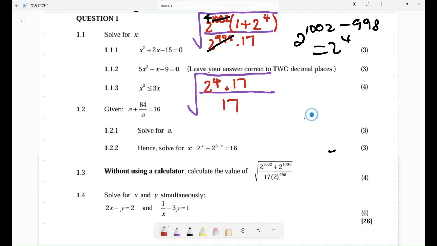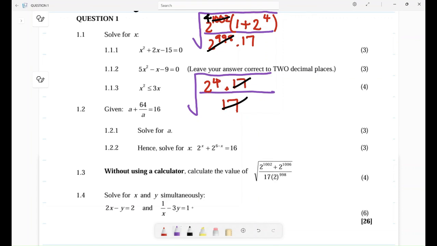Okay. Then remember, we are still working under the square root. Then it gives me what when I evaluate this further? You all agree with me that 17 will cancel out 17, right? So I'm going to be left with what? I'm going to be left with only the square root of 2 to the power of 4.